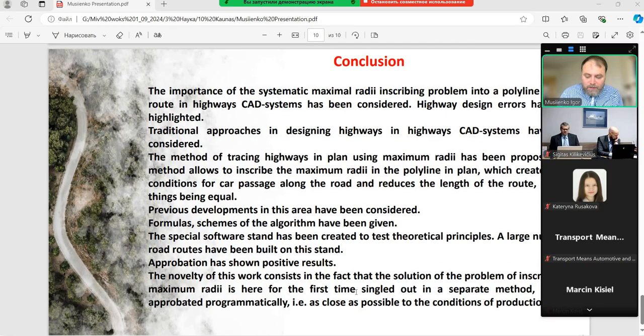Overall, the problem of incorporating maximum radius into the route has been solved, but this is only part of the overall optimization problem. The report is over. Thank you for your attention.